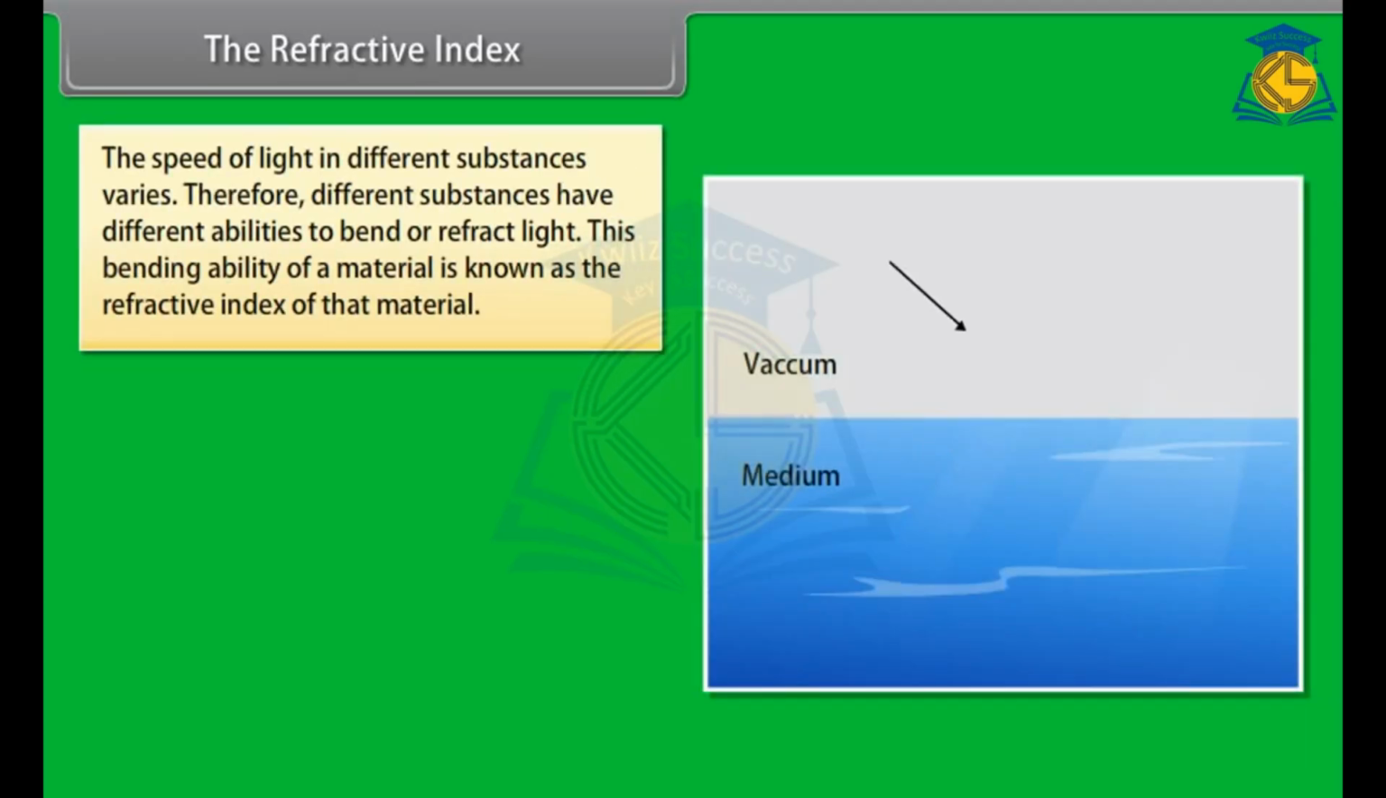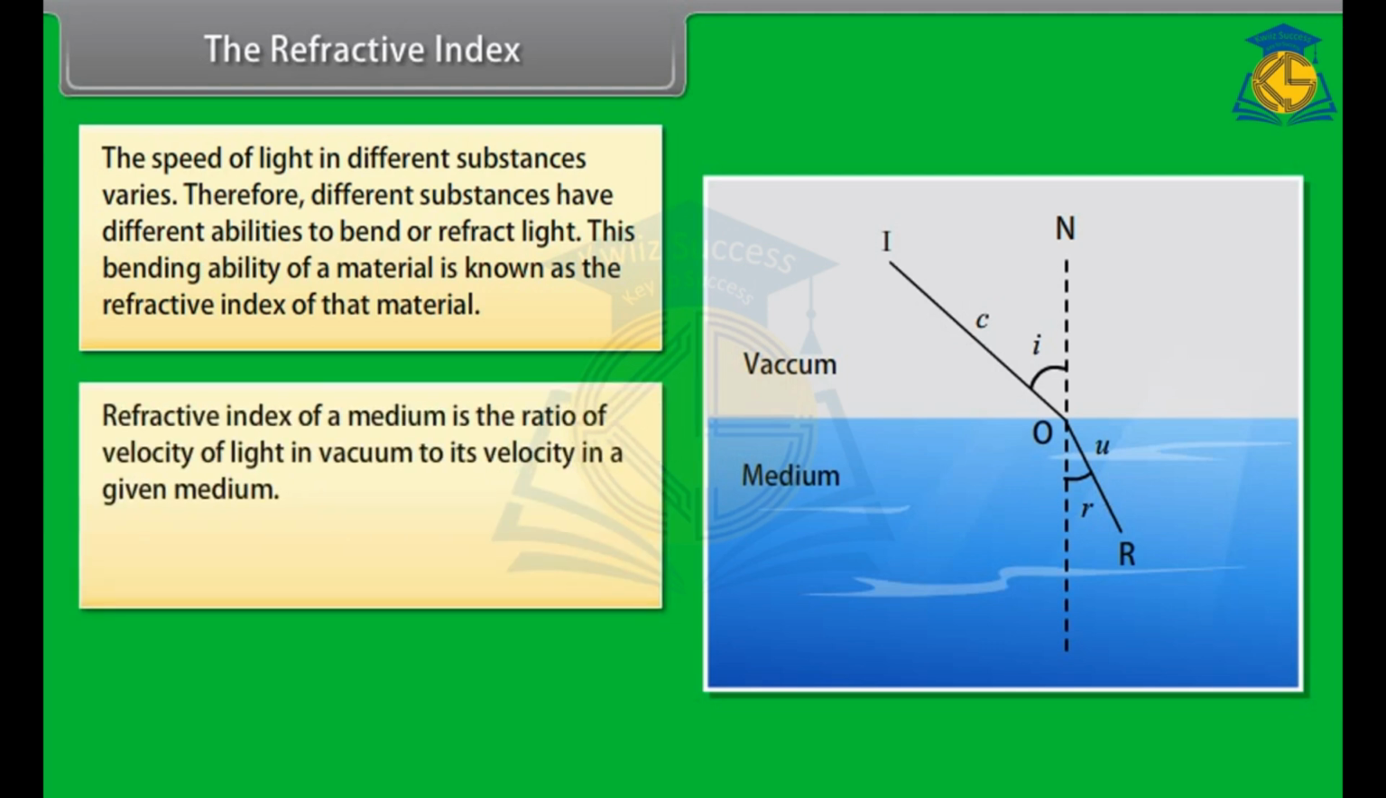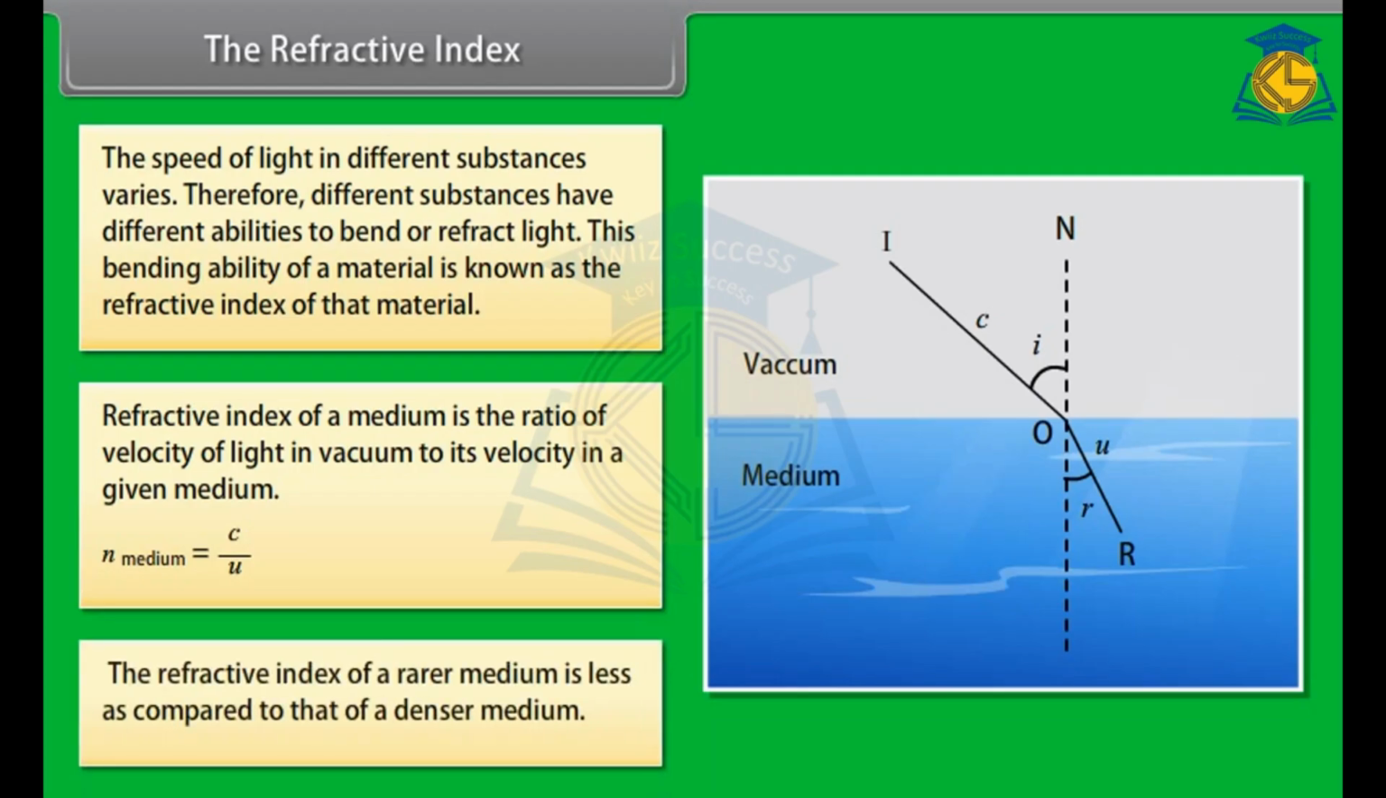The refractive index. The speed of light in different substances varies. Therefore, different substances have different abilities to bend or refract light. This bending ability of a material is known as the refractive index of that material. Refractive index of a medium is the ratio of velocity of light in vacuum to its velocity in a given medium. The refractive index of a rarer medium is less as compared to that of a denser medium.